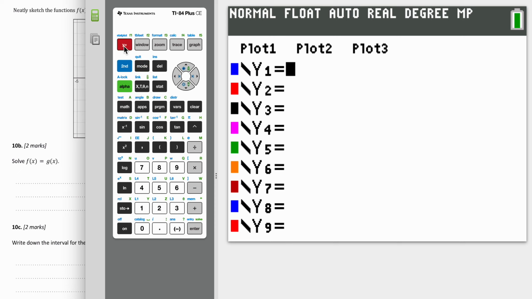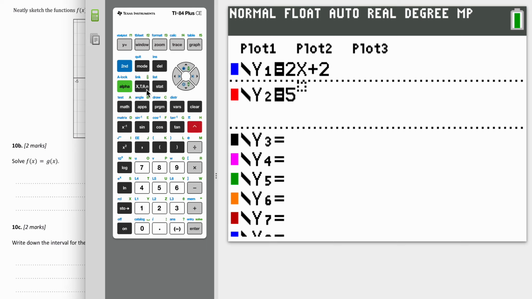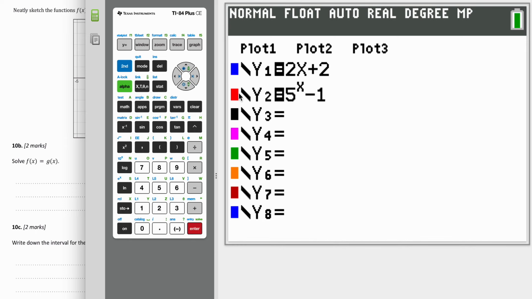So we have two equations to plot. 2 times x plus 2. And then my second equation, which is 5 to the power of x, and then it's minus 1. And again, just double check your equations look correct. It's often that people do the minus 1 to the power, so always check it.